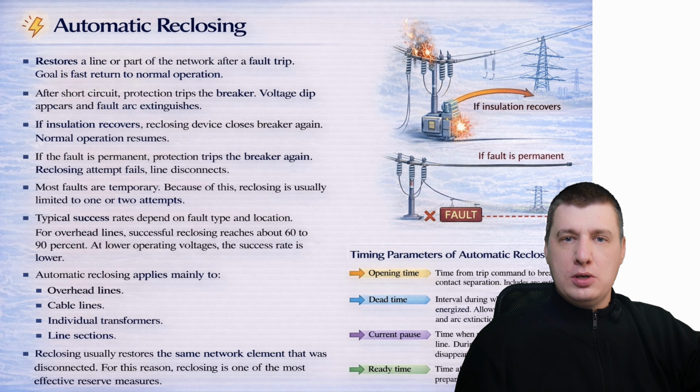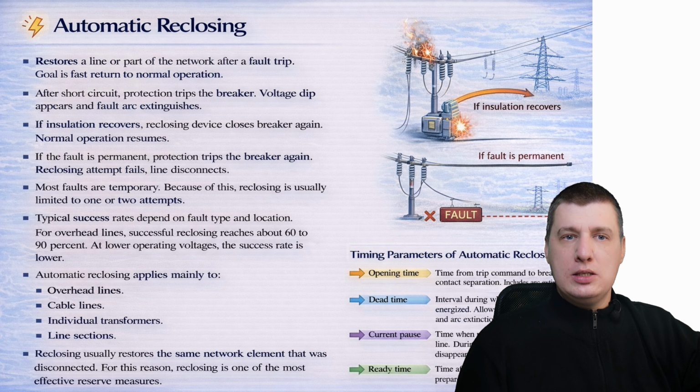If the installation recovers, the reclosing device closes the breakers again, and normal operation resumes. If the fault is permanent, protection trips the breaker again. The reclosing attempt fails and the line disconnects. Most faults are temporary. Because of this, reclosing is usually limited to 1 or 2 attempts.